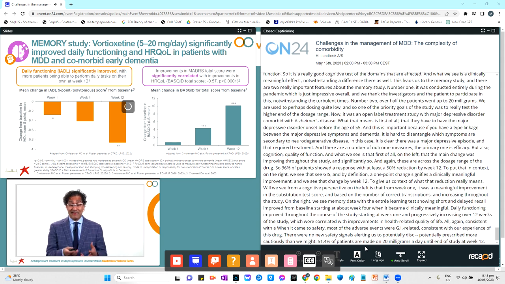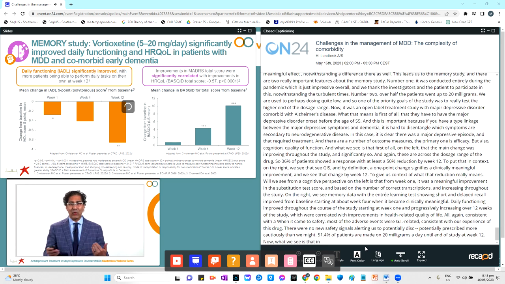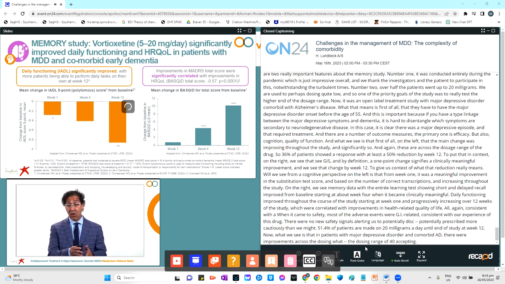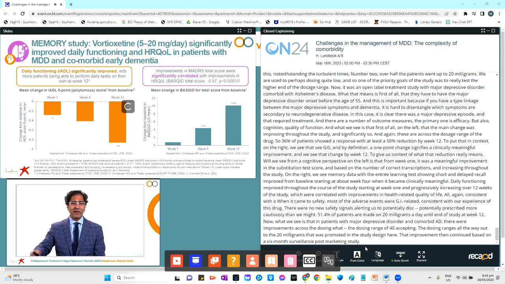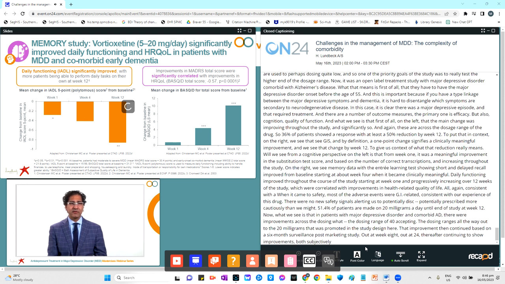Now, what we see is that in patients with major depressive disorder and comorbid AD, there were significant long-term improvements in depressive and cognitive symptoms throughout the dosing range of vortioxetine, from the 5 milligrams that we might be used to prescribing all the way out to the 20 milligrams that was promoted in the study design here. That improvement then continued based on a 6-month surveillance post-marketing study out at week 8, out at week 24 thereafter, continuing to show improvements both subjectively in terms of cognitive symptoms and also objectively in terms of major depressive burden with, again, no new safety signals.